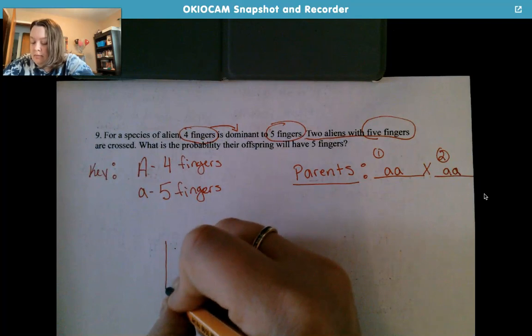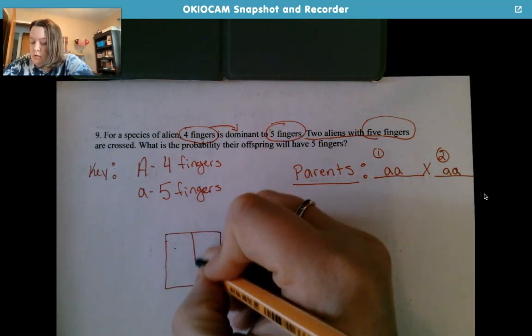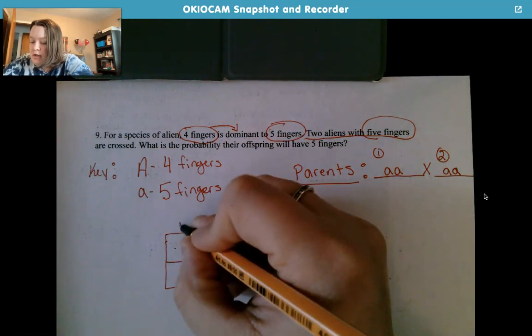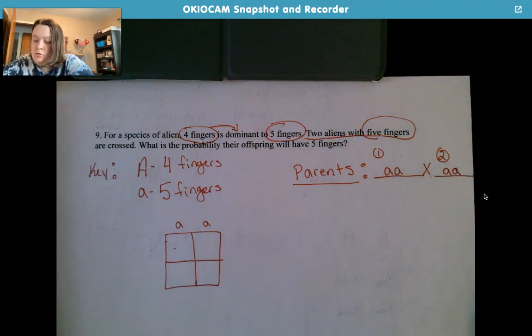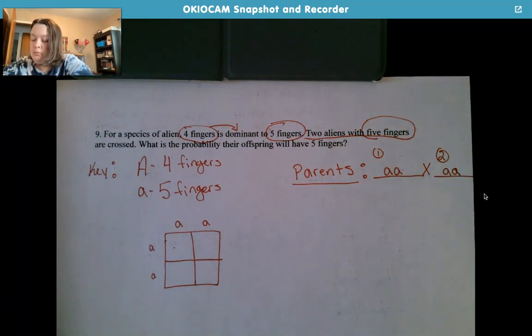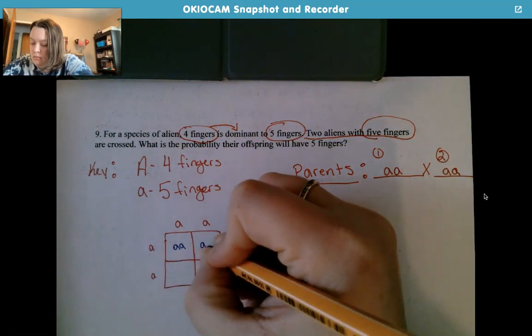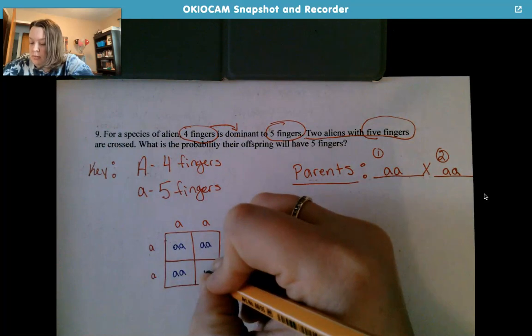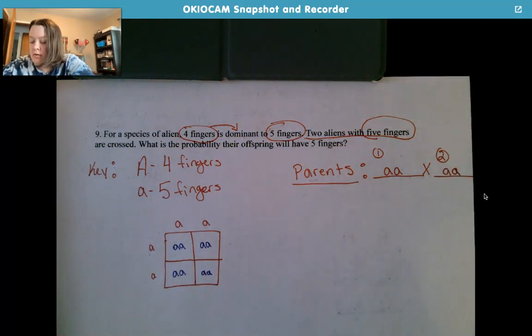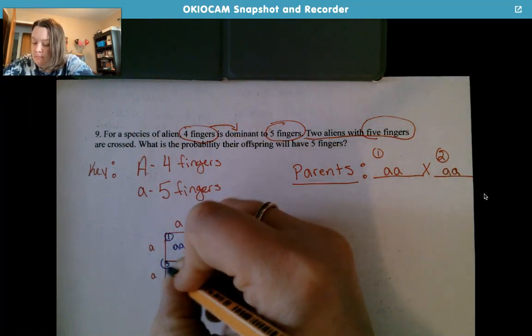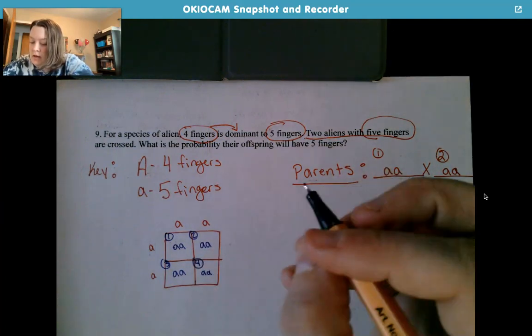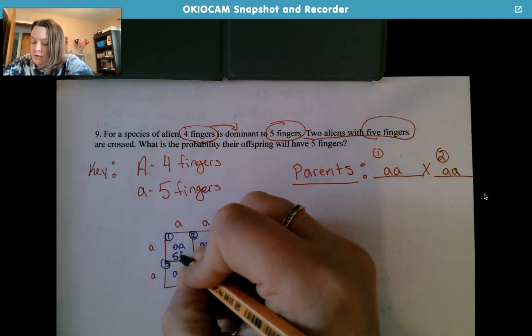I set up my square. Parent number 1 has 2 small a's. It's giving its child one of the 2. Parent number 2 has 2 small a's, and it gives its child one of those 2. Now I'm going to go through and fill in my square. Because both parents only have small a's to give, all of the offspring have 2 small a's. Every one of them that has 2 small a's has 5 fingers.